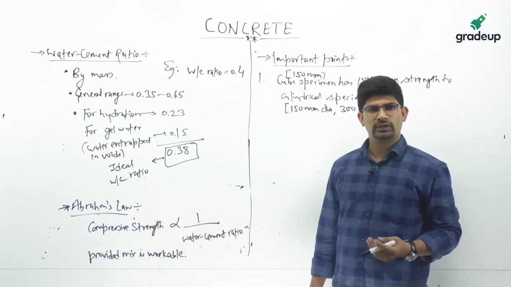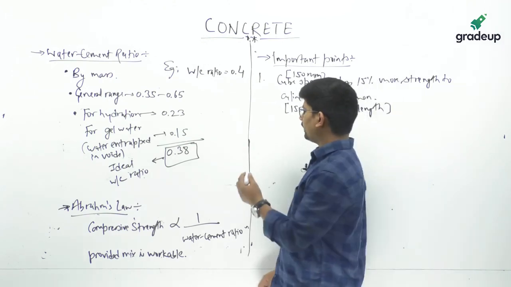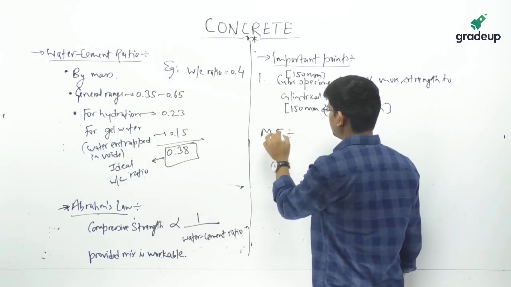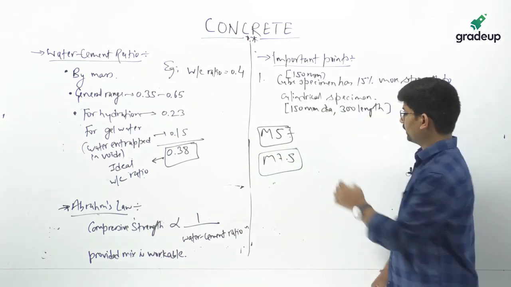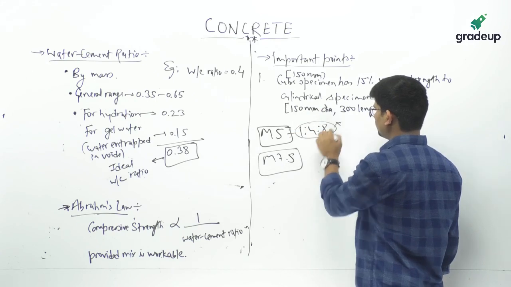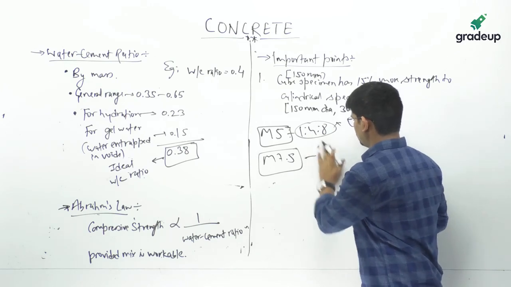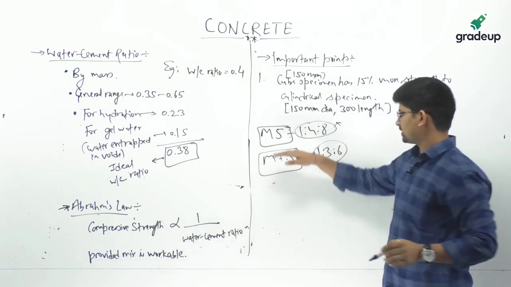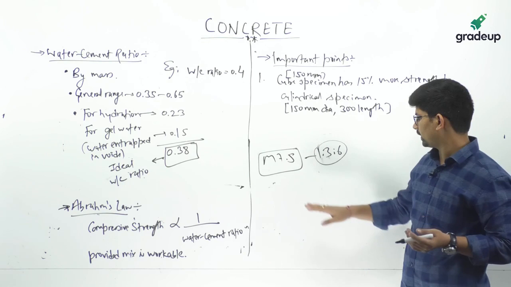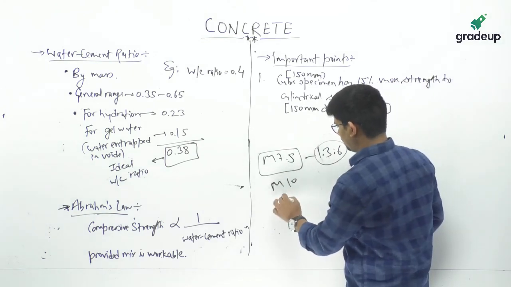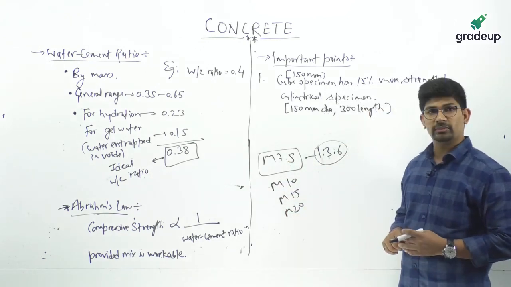A lot of you are commenting that the nominal mix ratios are wrong. See, M5 is no longer recommended. The minimum grade has been taken as M7.5, so 1:4:8 has been removed. M7.5, that is 1:3:6, is the minimum which is used now. So M7.5, M10, M15 and M20. These are the 4 grades for the nominal mix.